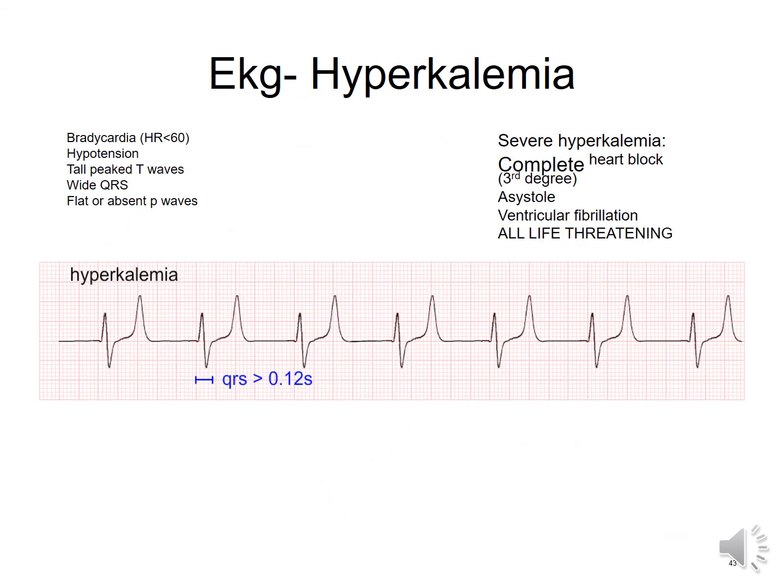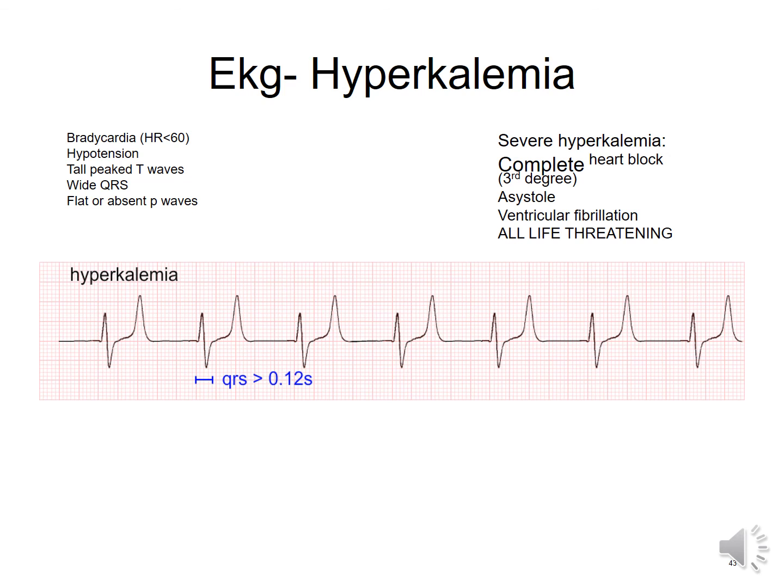So let's look at what a rhythm strip of a hyperkalemia patient might look like. They're often bradycardic, which would be a heart rate of less than 60. They may have hypotension, but the true thing to remember about EKGs or rhythm strips with people with hyperkalemia are these tall, peaked T waves. A lot of times they'll have a wide QRS, and they may have a flat or absent P wave, which is what you see on this rhythm strip.